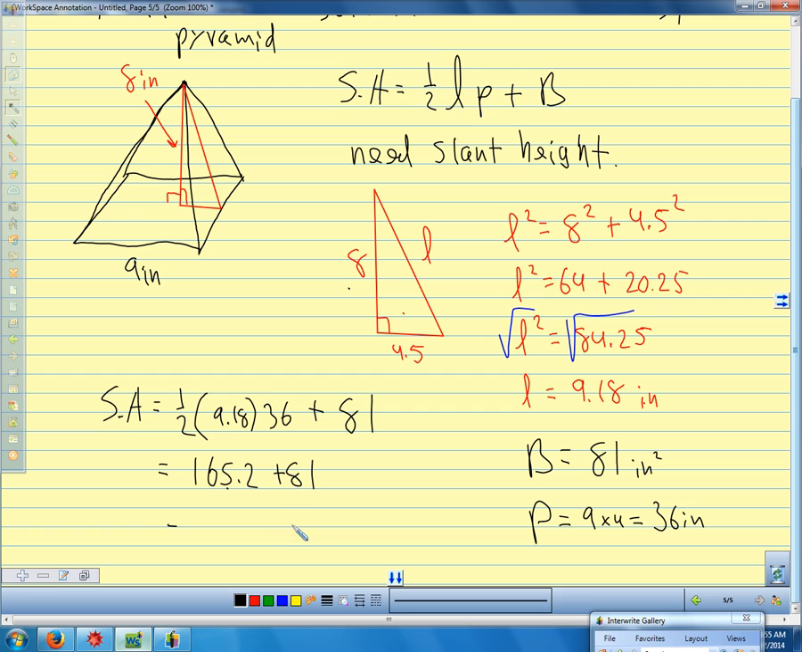165.2 plus 81 is going to be 246.2, and my units would be inches squared. Questions on that example? So be very careful with what you're given about pyramids, because sometimes they give you parts and you need to use those parts. This right triangle that's inside your pyramid defines your other pieces.